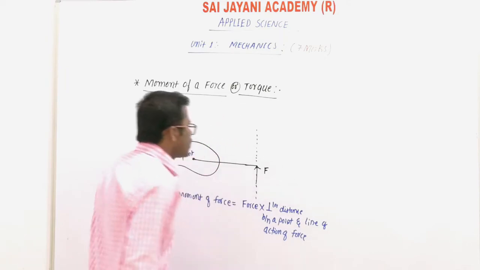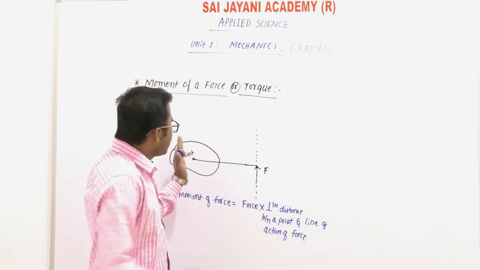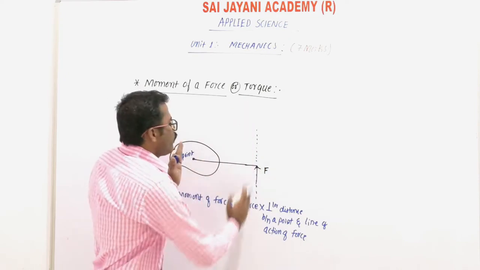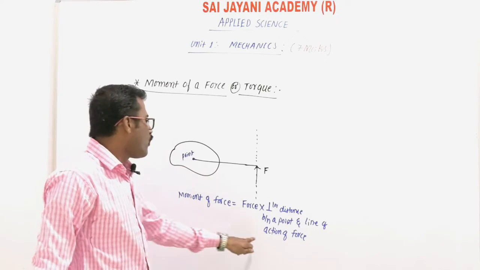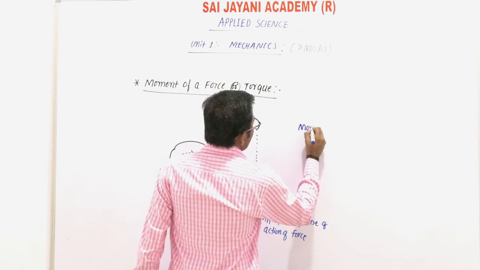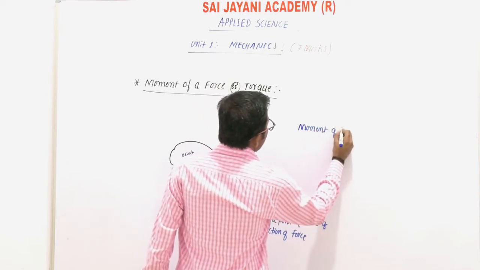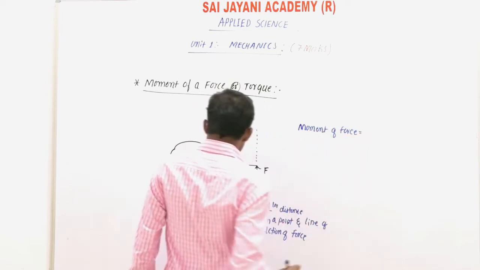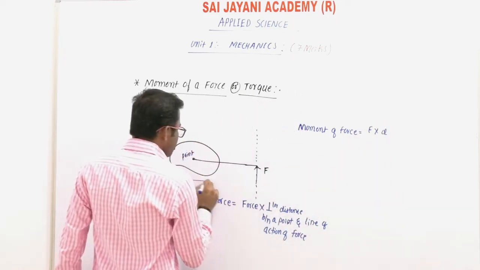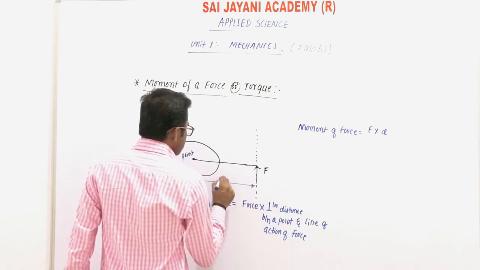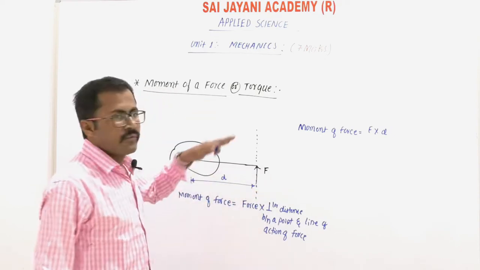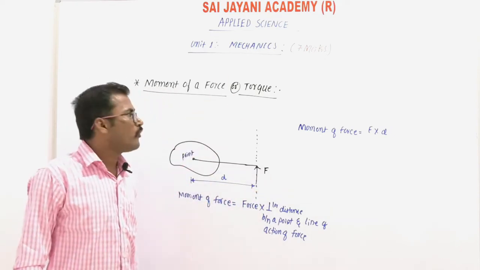So here is the line of action of force, here is the point, so it is a perpendicular distance. So force into perpendicular distance gives us the moment of force. So moment of force is equal to force into distance. If we represent the distance as d, then the product of force and distance gives the value of the moment of a force or torque.